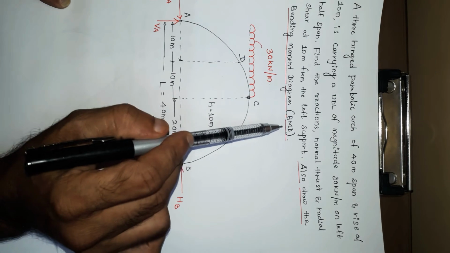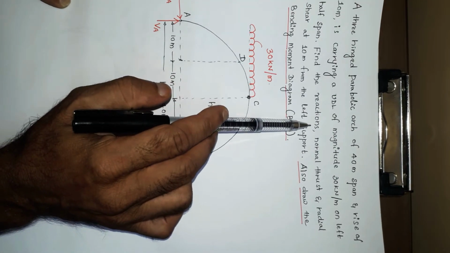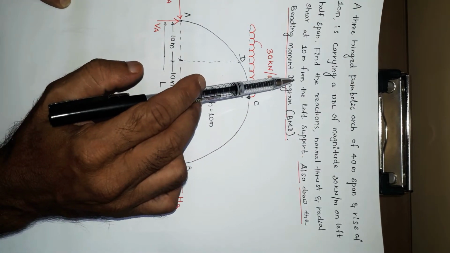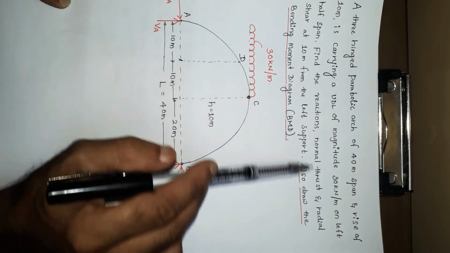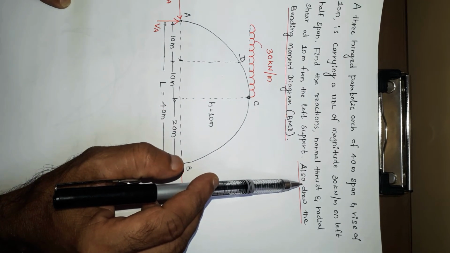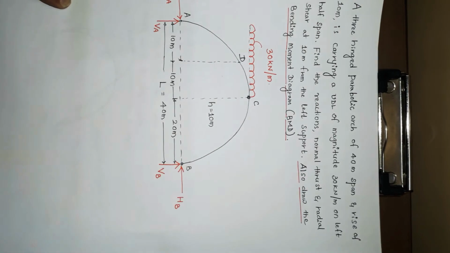This is a new thing for us. So already we know how to calculate the reactions, normal thrust and radial shear at various points. But how to draw the bending moment diagram, we're going to see from this problem.